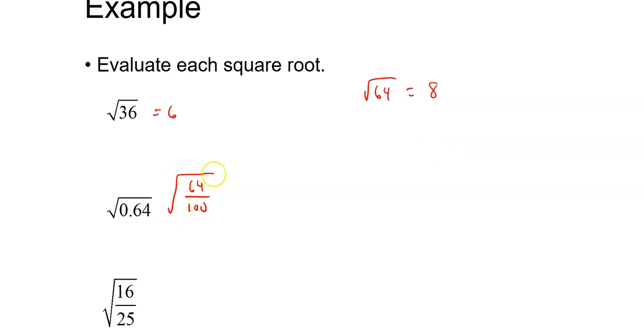0.64 is 64 hundredths. Well, the way I take a square root there is by taking the square root of the numerator and the square root of the denominator. I can break them apart like so. The square root of 64 is 8. The square root of 100 is 10, because 10 times 10 gives me back 100. So I get 8 over 10, which means I can write my answer in 2 different ways. I could write it as 0.8, right? That's 8 tenths. Or I could simplify it and get 4/5. That's also the square root of 0.64.